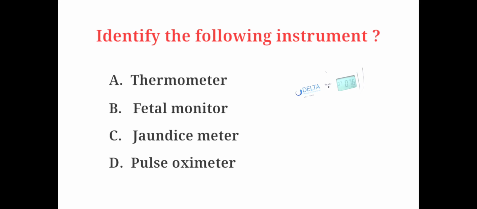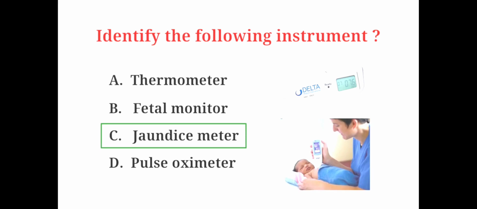Identify the following instrument. A. Thermometer. B. Fetal monitor. C. Jaundice meter. D. Pulse oximeter. And the correct answer is C. Jaundice meter. The jaundice meter is a small portable device that quickly and accurately measures bilirubin levels in the blood. This information is important for diagnosing and treating jaundice, a condition in which too much bilirubin causes yellowing of the skin and eyes.